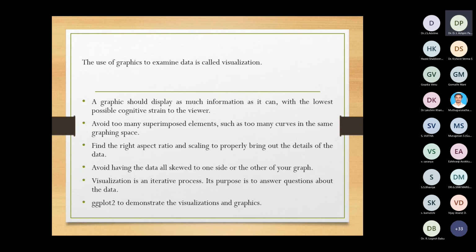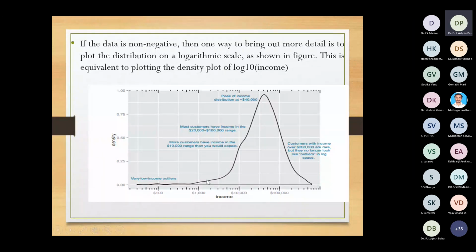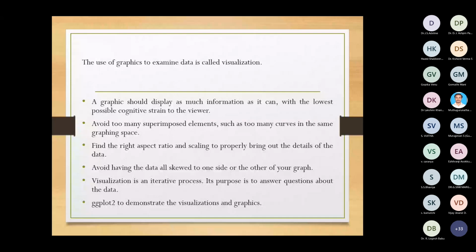And then you have to find the right aspect ratio and scaling to properly bring out the details of the data. Then you have to avoid having the data all skewed to one side or the other of your graph. Skewing means many data points may lie on one side, right? I'll show you the example. Right, here you see many of the data points lie here, and exactly here you cannot explore the data, right? So you should not draw the graph like this.